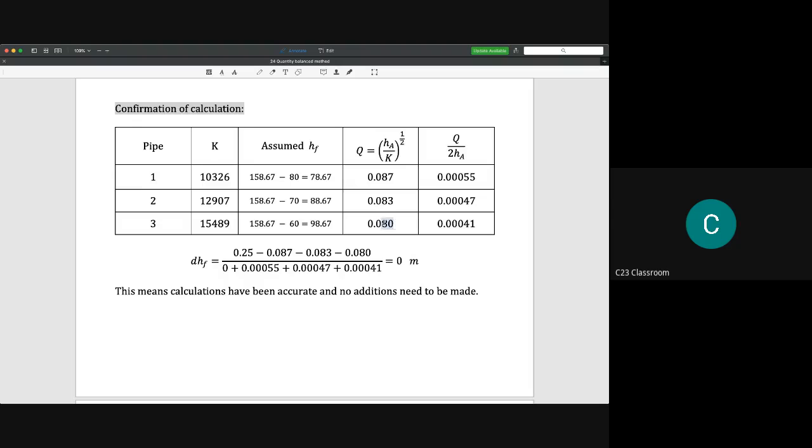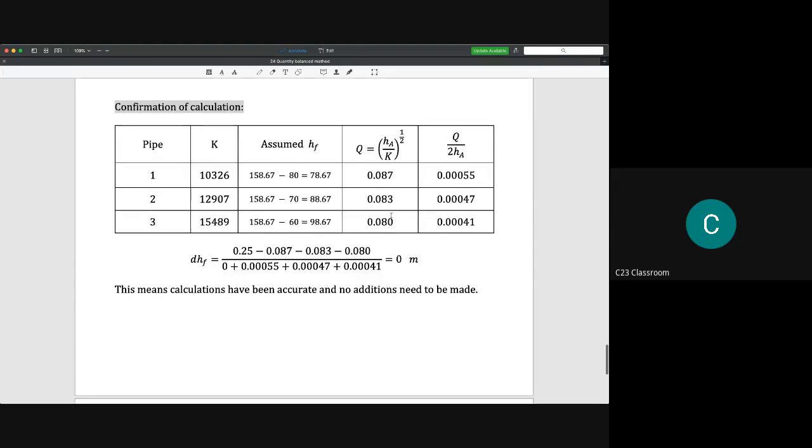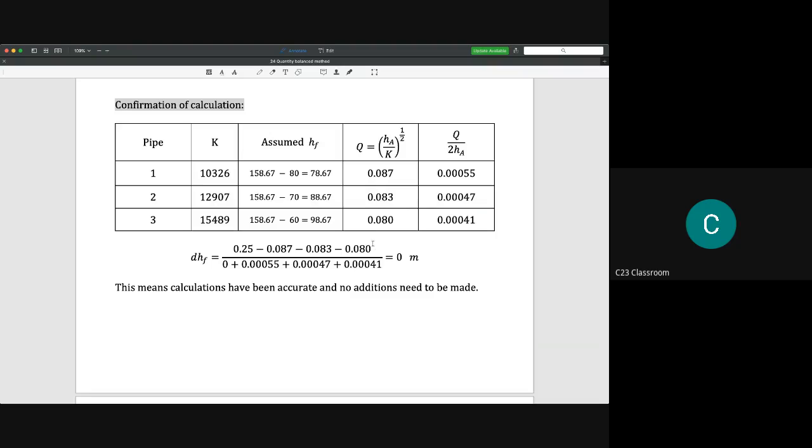So it is good for you to balance this number, because sometimes when your decimal point is very long, you will get a number that is still not exactly the same as the inlet. So it is good for you to recheck this value. After you do the confirmation of calculation, you will find that the delta HF is equal to 0. Then this is your final flow rate.